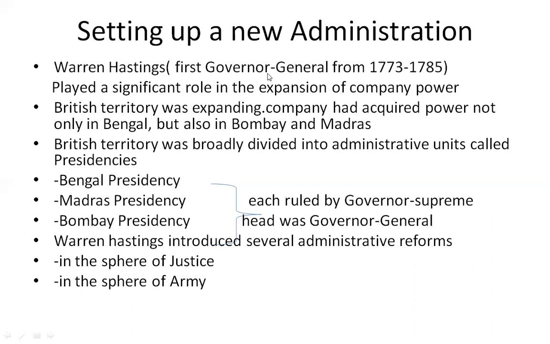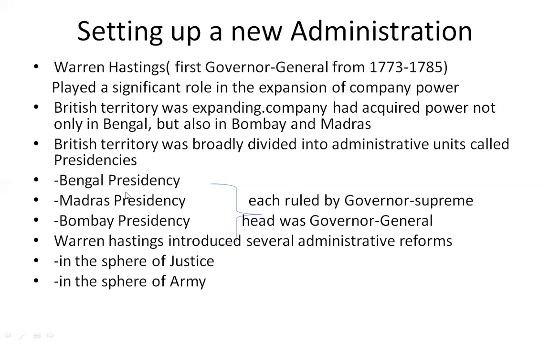So Warren Hastings was the first Governor General, from the year 1773 to 1785. He played a significant role in the expansion of the Company's power. British territory was expanding. The Company had acquired power not only in Bengal but also in Bombay and Madras. Just like at present the country India is divided into states, at that time the British power was divided into different administrative units called presidencies.